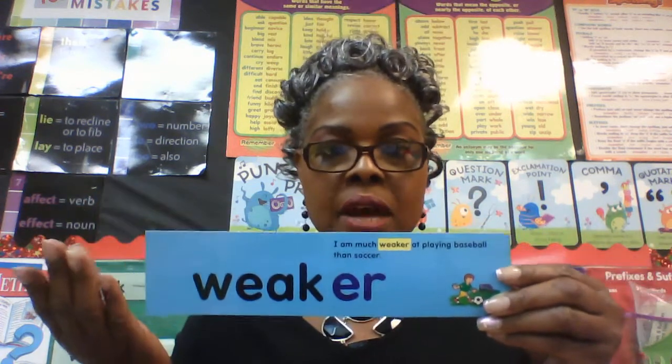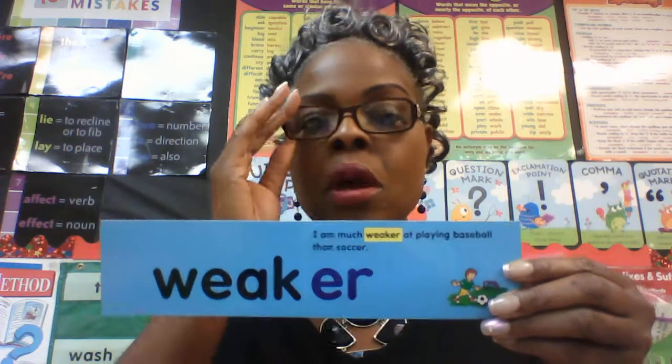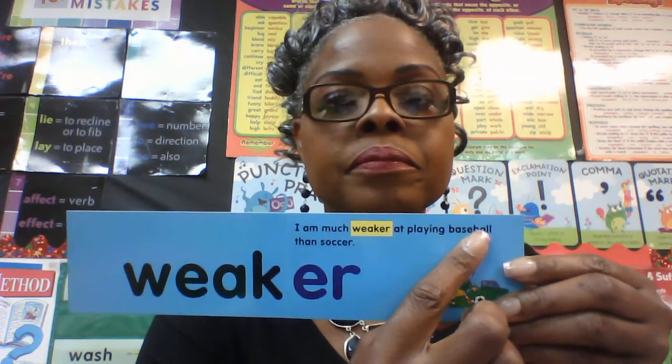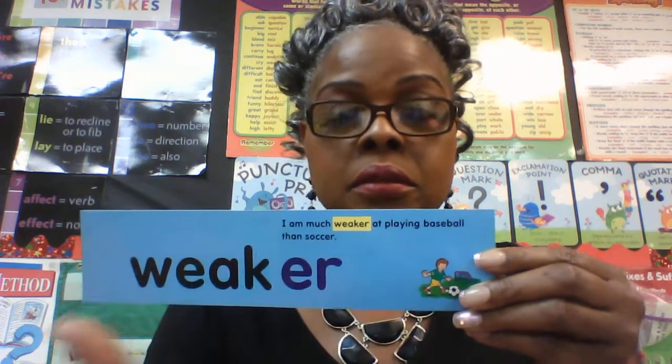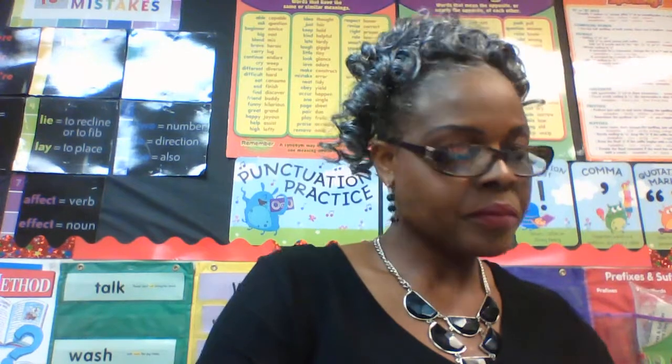Well, now, Professor Matlock, what's being compared here? Well, what's being compared is the subject, I, is weaker at playing baseball than, here's your context clue, soccer. Comparison. That's your clue, than. Comparing baseball to soccer and the ability to be able to play the sport. Great job. Awesome. Good. Next.